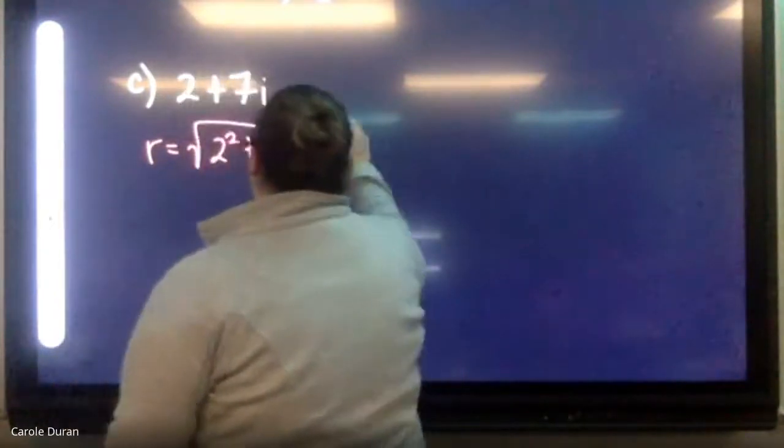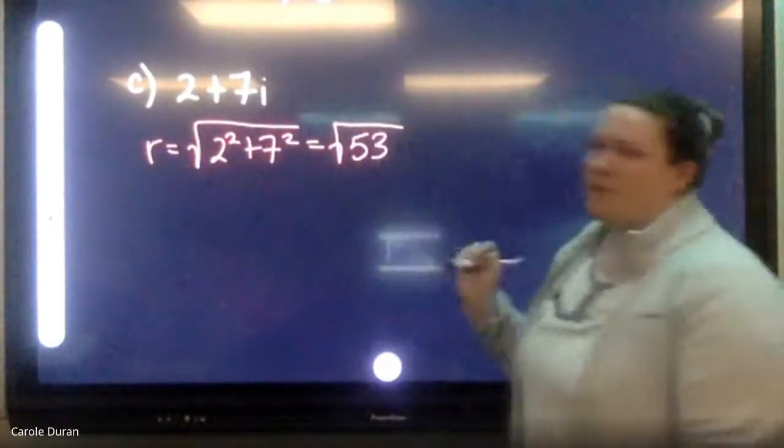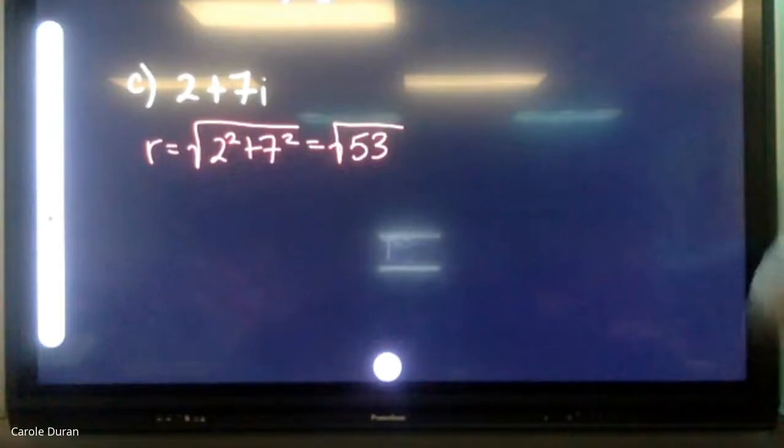And that comes out to be what? Show of hands, who else got the square root of 53 as your R value? Perfect. No issues there, right? Is Melanie an issue or a question? Oh, no. No, sorry. Okay.